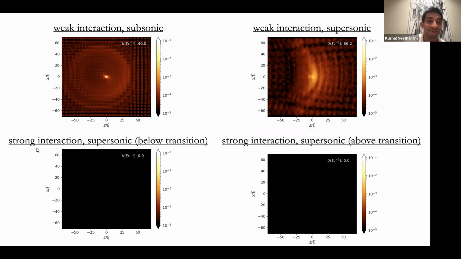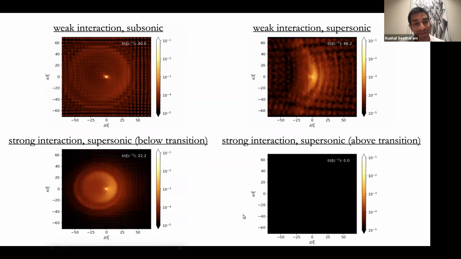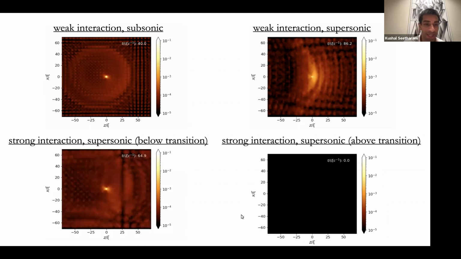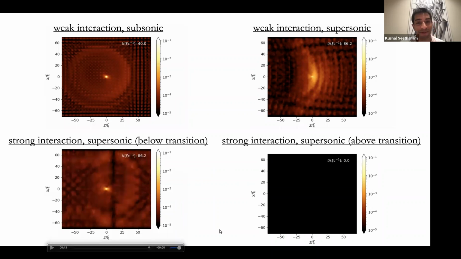We can also look at what happens for strong interactions, and here the case is a little bit interesting. Both of the bottom plots will be started supersonic, so with the impurity momentum above its bare mass times the speed of sound in the medium. But we can look at what happens if you're below this interaction-renormalized transition. You see something very similar to the subsonic case, a spherical wave that propagates outwards. At late times, there doesn't seem to be any persistent shockwave in front of the impurity. This matches the fact that the impurity's average velocity itself falls below the speed of sound in this case.